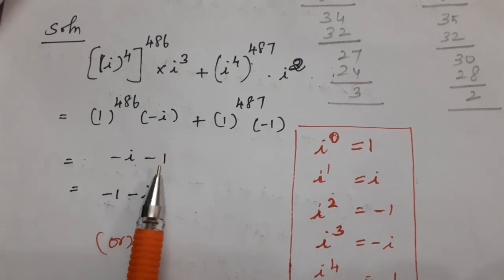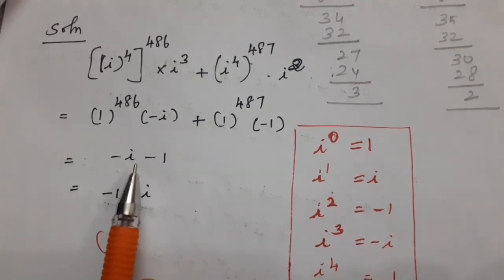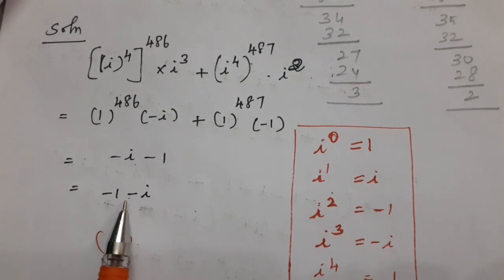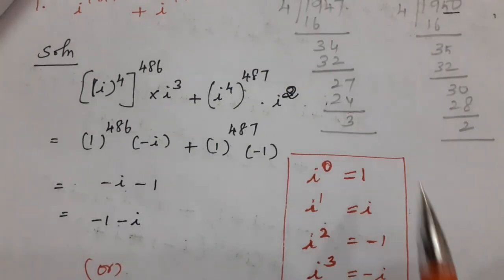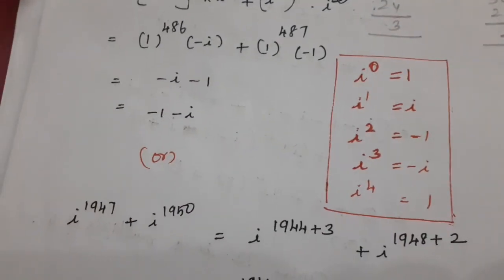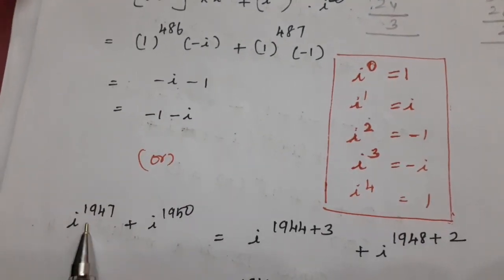A complex number is in the form of a plus ib. So first you write the real part, and afterwards you write the imaginary part: minus 1 minus i. Whatever the two methods, you just divide and do, very easy for you. I taught one more method.